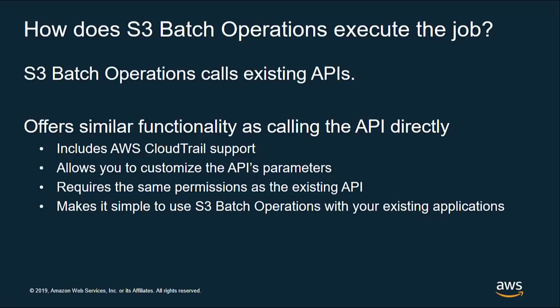Be very similar, if not exactly the same, as the APIs you might be using today in S3. It requires the same permissions as the existing API, so it's going to make it a little easier to use that IAM role, and then things like bucket policies will apply in both cases. And then it makes it simple to use S3 batch operations with your existing applications. If you already have tools, applications, other parts of your system that are restoring objects, tagging objects, and so forth, it's not going to look different to your end customer. It's not going to look different to others within your organization, whether you're using S3 batch operations or your existing tools, or performing the same API operations.